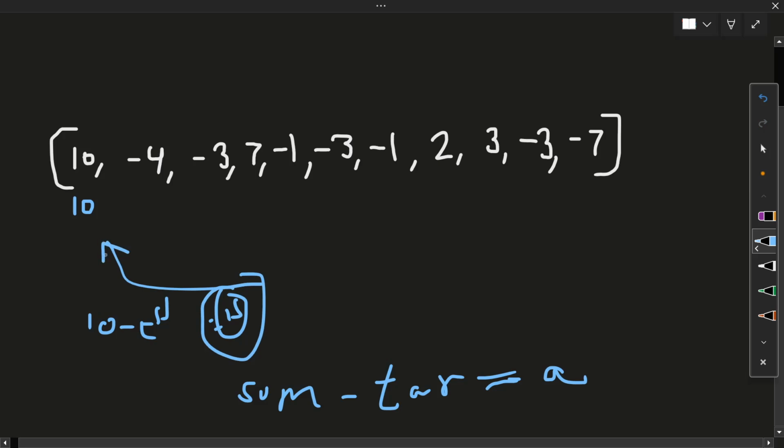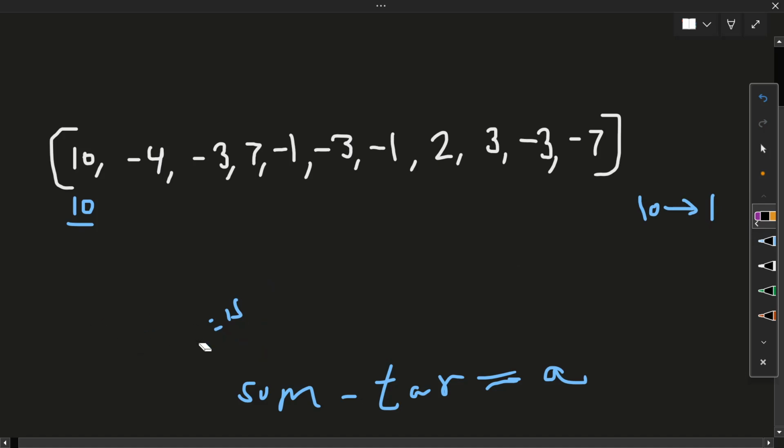For that we have a map. The map will store the value till the ith index, and the corresponding frequency. Why do we need frequency? Because we need to return the total subarrays count. So the sum is 10, and the frequency is 1 till here.